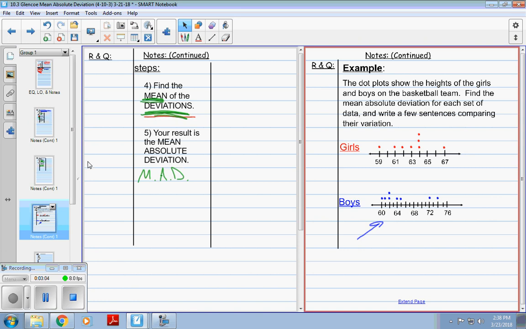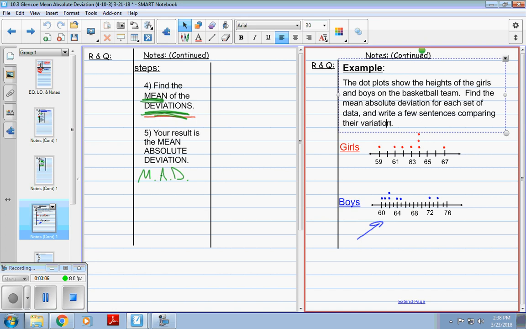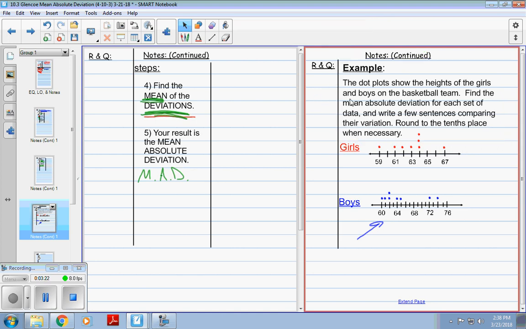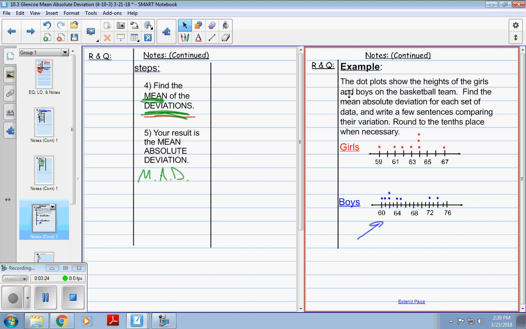Before I move on, I also need to add one more direction. We're going to round to the 10th place when necessary. So let's add that direction in, and we are going to start finding our mean absolute deviation. Go ahead and copy down what you see here exactly. Please remember that these dot graphs need to be done accurately. So pause here and copy down what you see.